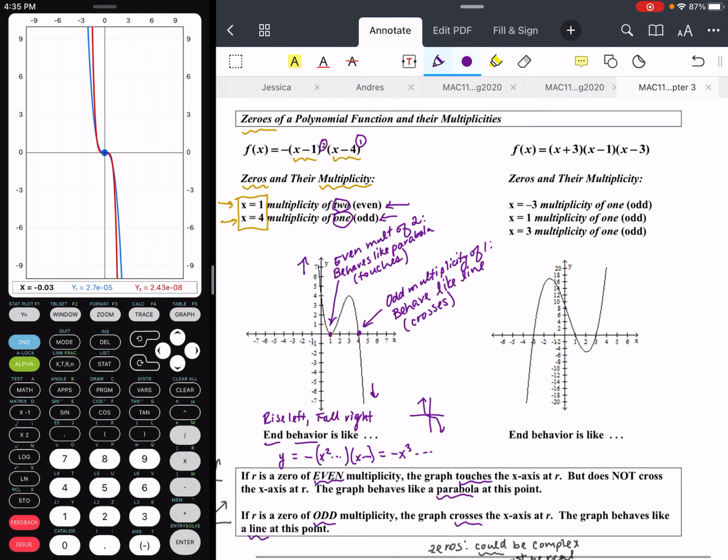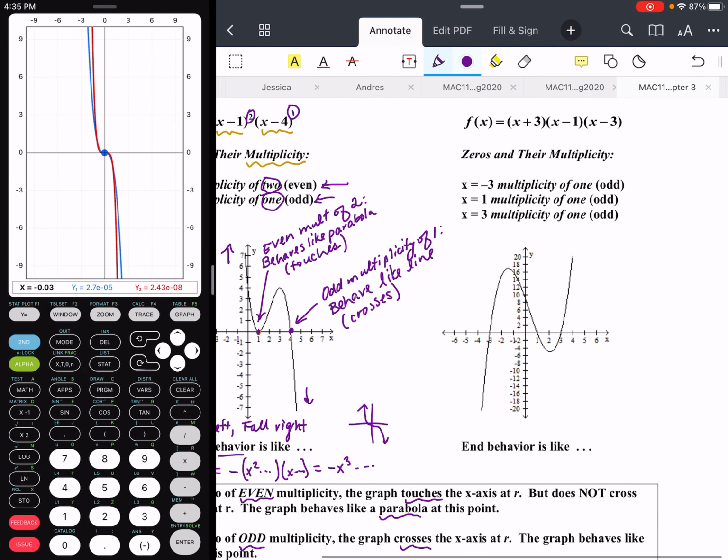Okay, cool. So let's take a look at this graph on the right and its equation. f of x equals (x plus 3) times (x minus 1) times (x minus 3). Setting each of these factors equal to 0, if I set x plus 3 equal to 0, that gives me my first 0 of x equals negative 3. Multiplicity of 1. Set x minus 1 equal to 0, gives me x equals 1. Multiplicity of 1 from the exponent of that factor. Setting x minus 3 equal to 0 gives me x equals 3 and multiplicity of 1. So all three of these have multiplicity of 1. Those are all odd multiplicities.